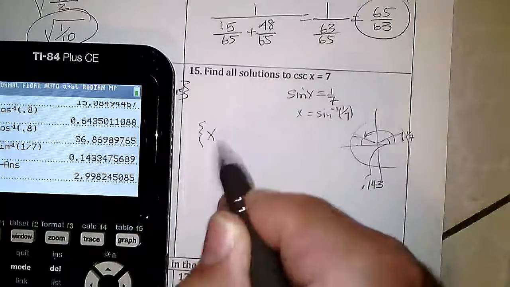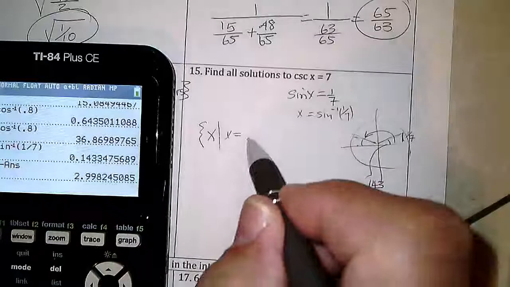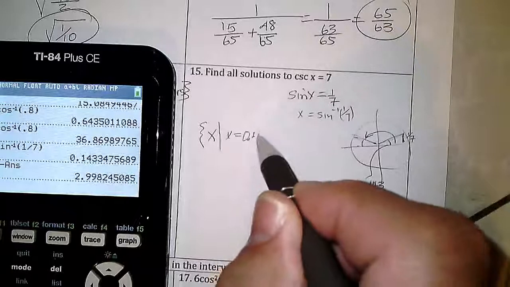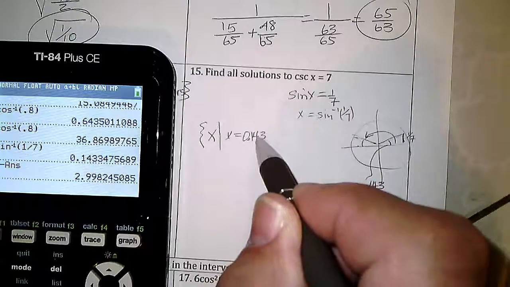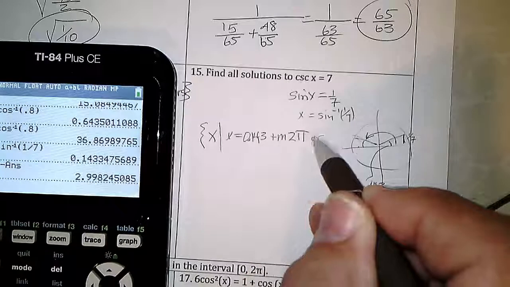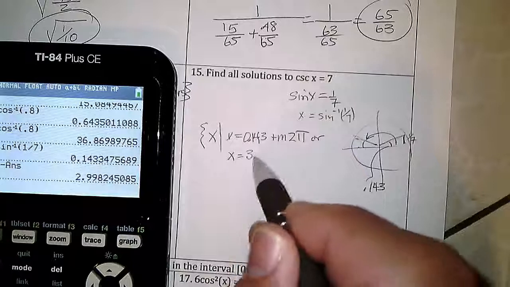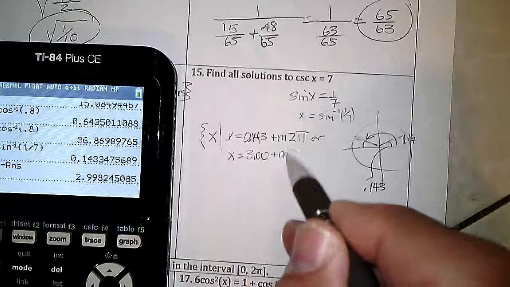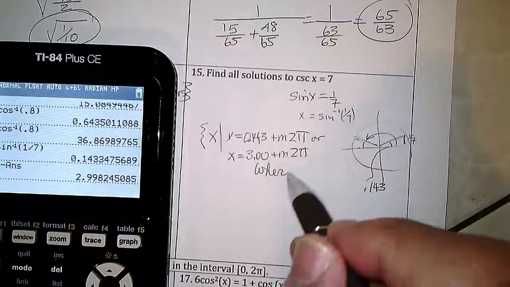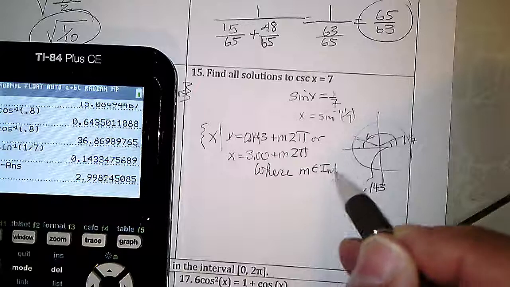X, such that x can be 0.14143 plus multiples of 2 pi, or x can equal 3.00 plus multiples of 2 pi, where m is an element of the integers.